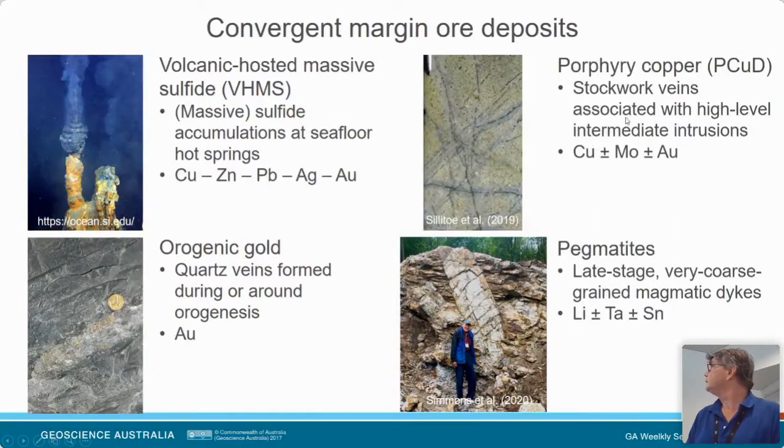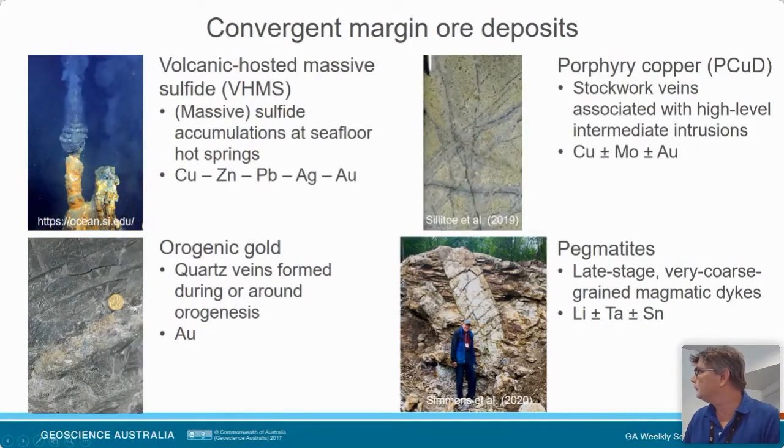Another deposit type that I'm going to talk about is a porphyry copper deposit. These are magmatic related deposits. This is a typical sort of texture that you see in a porphyry copper deposit. We have stockwork veins, and the black bits that you see are the actual sulfides, the ore minerals. It's generally associated with high level intermediate intrusions, and it's an association of copper plus or minus moly plus or minus gold.